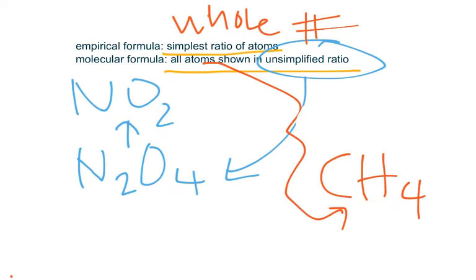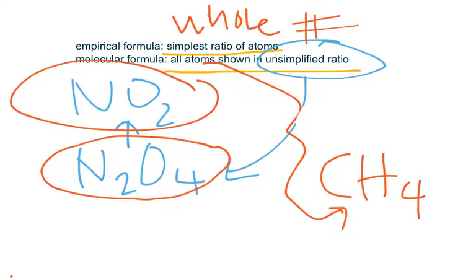So for example, if we wanted to find the mass percentages for N2O4, they would be exactly the same as the mass percentages for NO2. And the reason for this is because NO2 is just N2O4, but divided by 2 for each atom. And even though the number of atoms have decreased, the ratio between atoms stay the same.